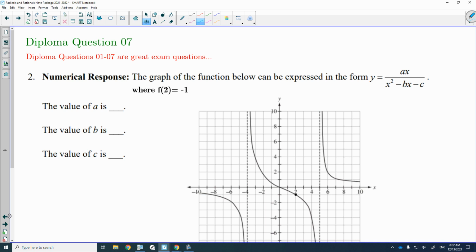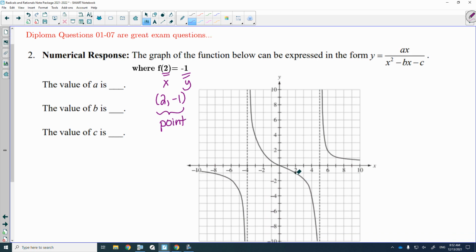Okay, the graph of the function below can be expressed in this form, where f of 2 is equal to -1. If you are given this, that's an x value, that's a y value. They've given you a point. When x is 2, y is -1. So that's a point on the graph. And they've actually put the point here, though sometimes you'll get a graph and they won't give that to you. They'll just write it like this.